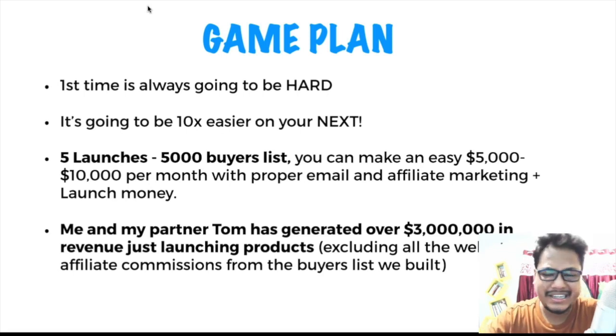So if you do 5 launches and build a list of 5,000 people, you can easily make $5,000 to $10,000 per month with proper email and affiliate marketing. And not just that, once you have a good buyer list, maybe you can build your own product, and maybe you can even do the JV management for yourself. You can build a good team just for product launches. You can even start your own software projects, create your own products, make them long term, and use the launch platform to get the initial sales, to raise capital. There are a lot of things you can do. Sky's the limit. The only thing is if you are willing to do that.